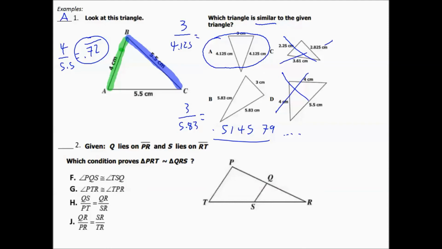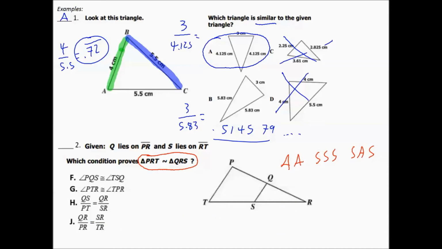In problem 2, we are told that Q lies on PR, S lies on RT, and we need to show that these are similar triangles. This means we need to either make angle-angle work, side-side-side work, or side-angle-side work. I can tell you right now, there's no numbers, no information at all here. So we are either going to be given one angle is congruent to another angle, or we get two sets of sides. So let's see if we have any information in this triangle that could help us.